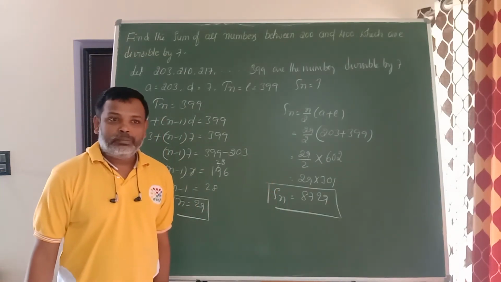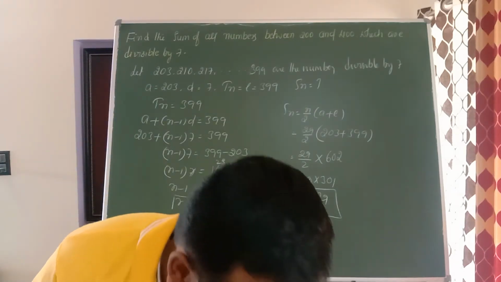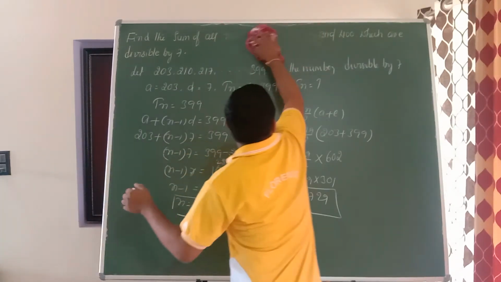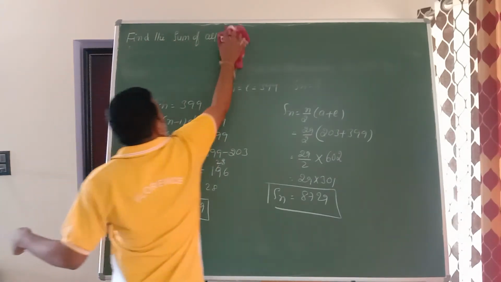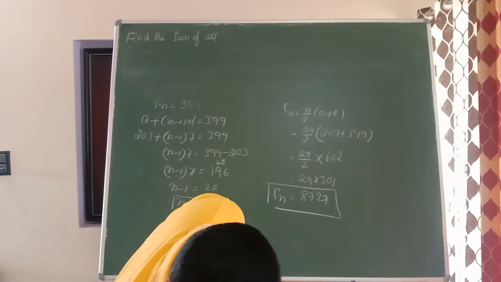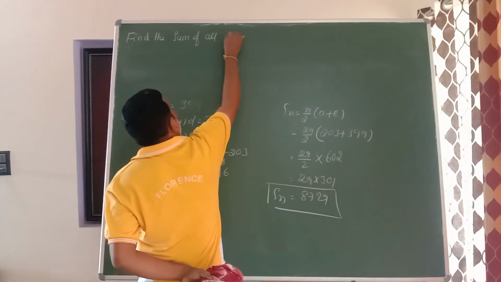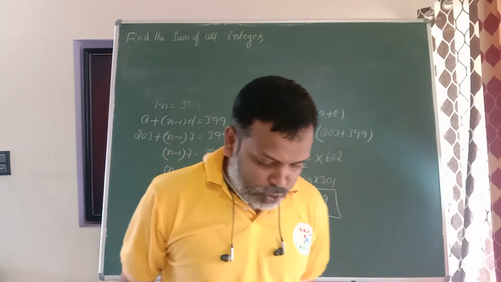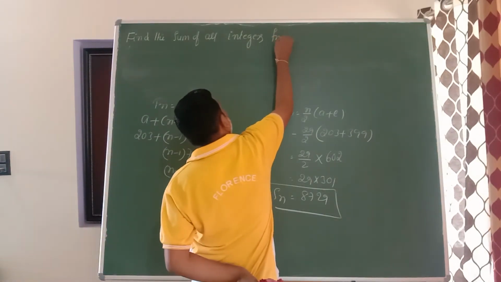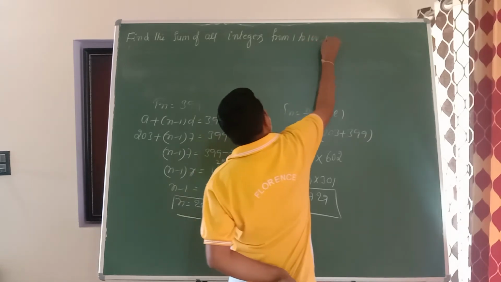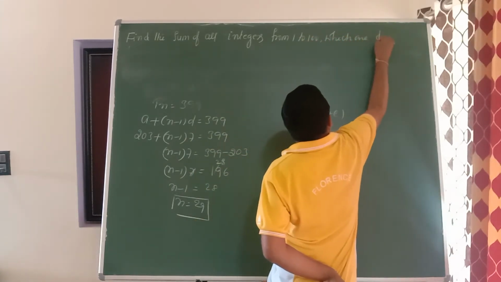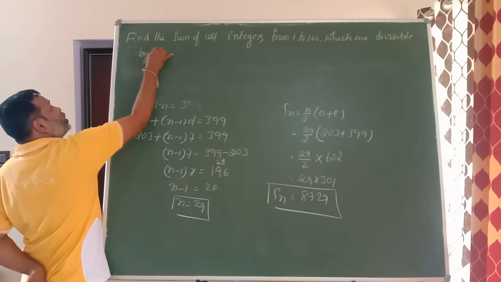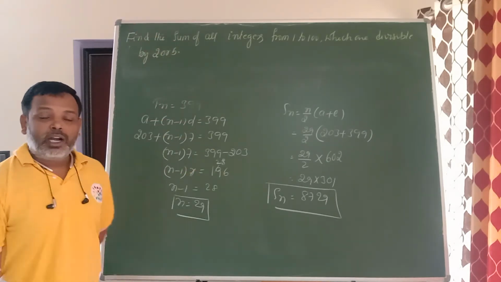Shall I take up one more problem again? Right? We'll take one more problem. Have a look on this. Find the sum of all integers from 1 to 100 which are divisible by two or five. This is our question, right?